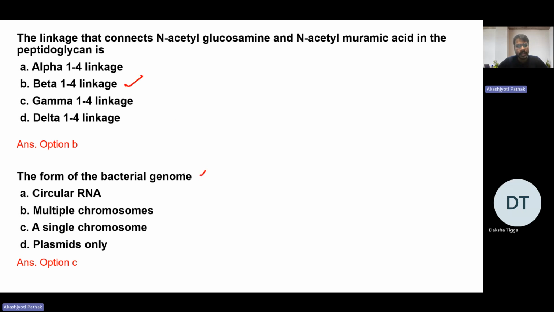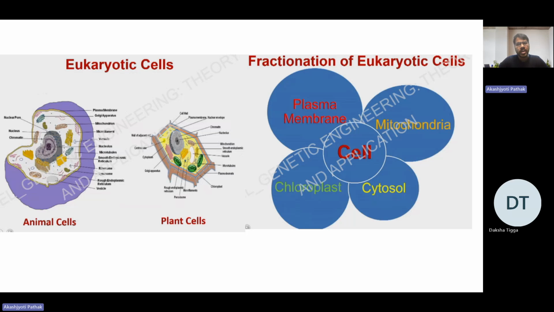And the form of a bacterial genome. So remember, the bacterial genome is a single chromosome. It is a single chromosome. Eukaryotic genome has multiple chromosomes, but bacterial genome has a single chromosome, and it is usually circular.